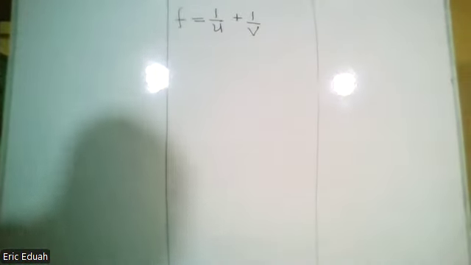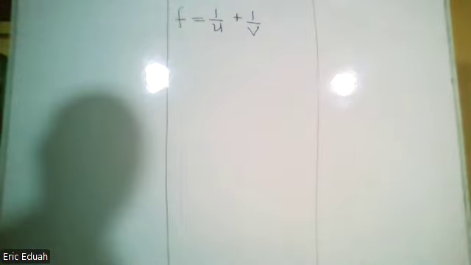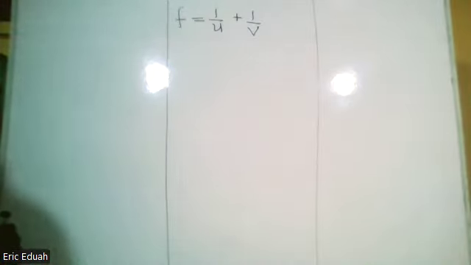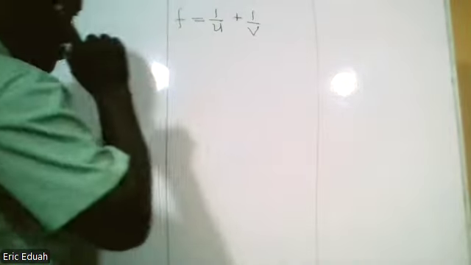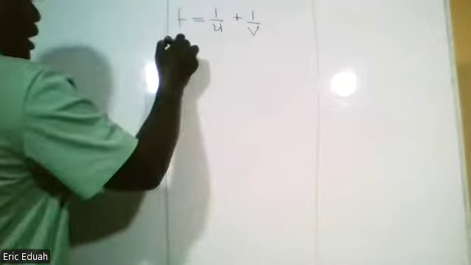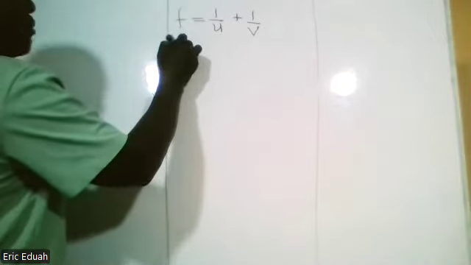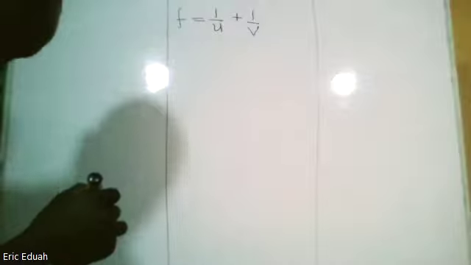Where F is the focal length of the mirror, U is the object distance, V is the image distance. Proving it is not difficult. Then we drew out formation of images.